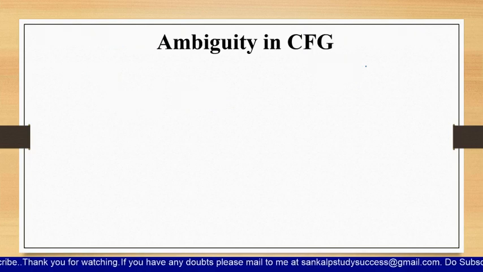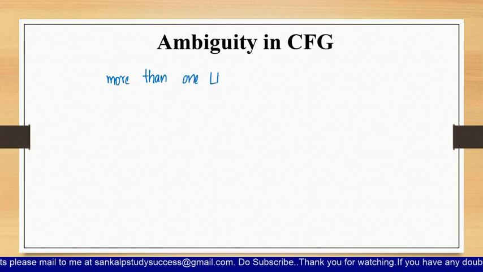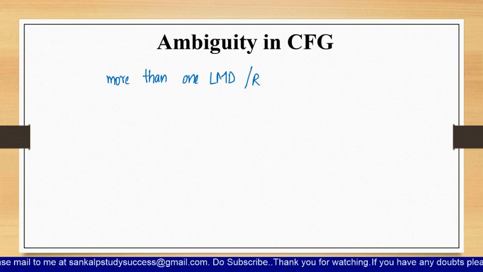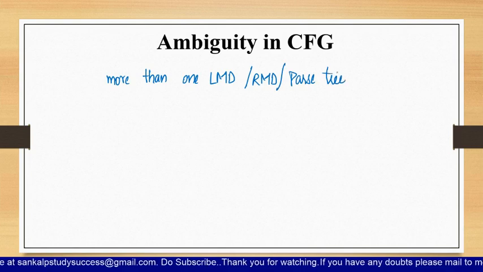So now let us see a small topic, which is ambiguity in context-free grammar. Ambiguity is nothing but, for the same string, if you are having more than one leftmost derivation or more than one rightmost derivation, or if there is more than one parse tree also, then that is known as ambiguity in context free grammar, or it is also known as ambiguous context free grammar.